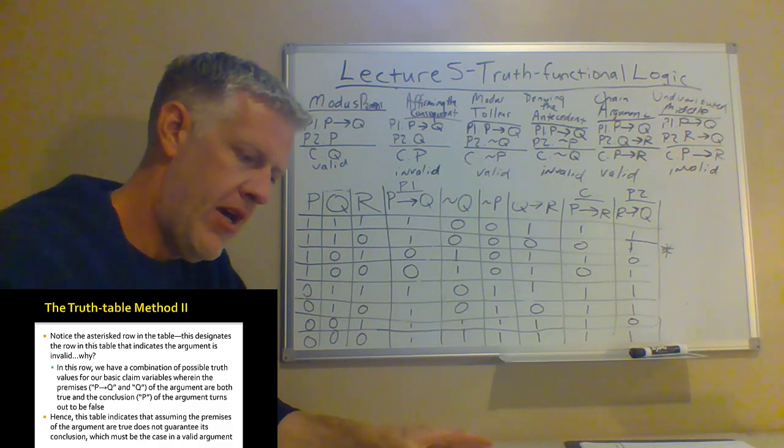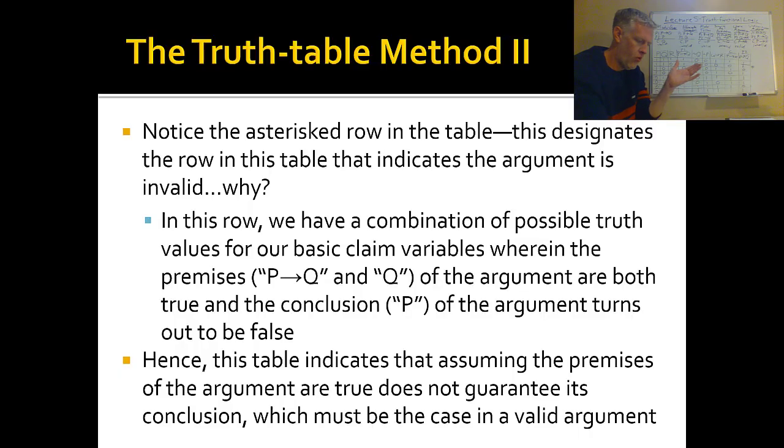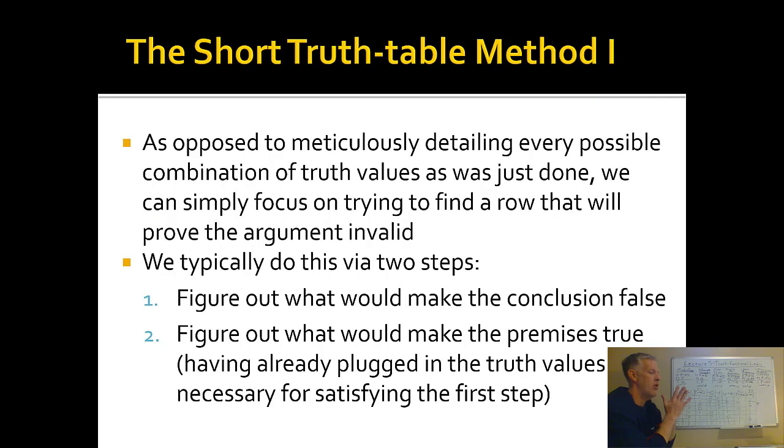So I mentioned on page 21, you use asterisks to indicate which rows show that the argument's invalid, if any. Otherwise, you wouldn't have an asterisk and you would just say that it's valid. Okay, so let's go ahead and talk a little bit on page 22 about the short truth table method. Again, I want you guys to feel comfortable using the long truth table method, to know exactly how to do it, what's going on, and so on.